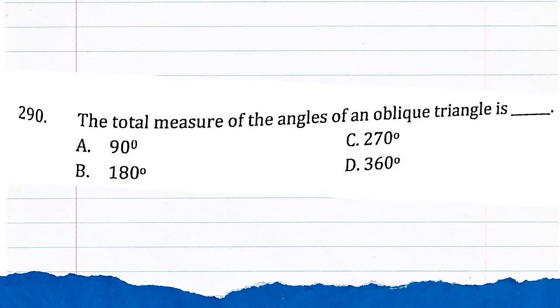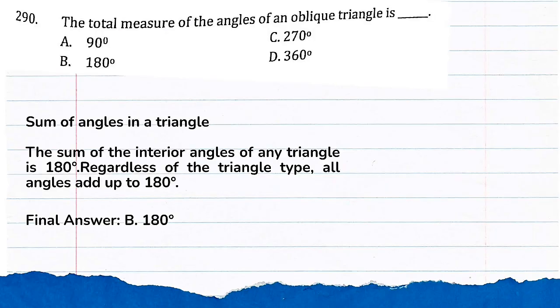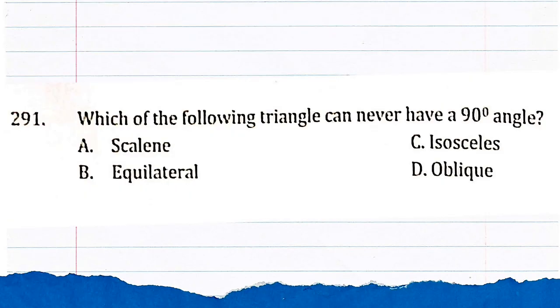Let's proceed to question 290. The total measure of the angles of an oblique triangle is A. 90 degrees, B. 180 degrees, C. 270 degrees, or letter D. 360 degrees. So the sum of the interior angles of any triangle is 180 degrees, regardless of the triangle type. All angles add up to 180 degrees. Therefore, the final answer is 180 degrees.